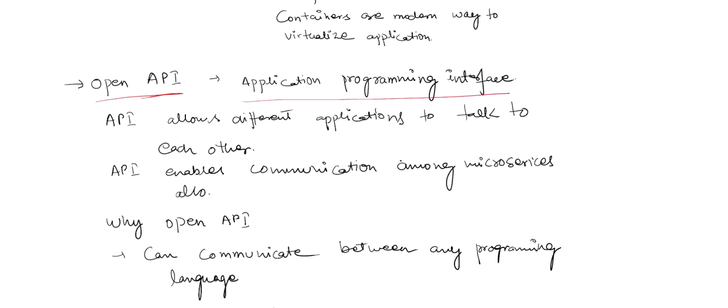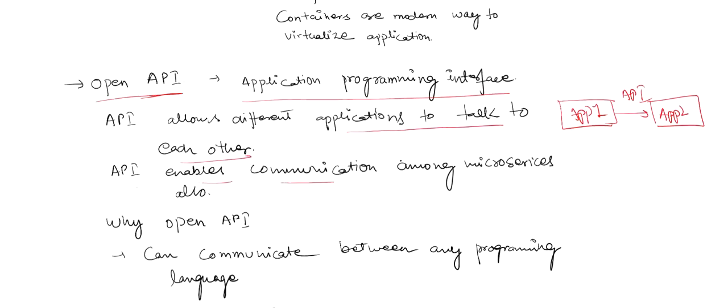That is API. Suppose there are two applications, app1 and application 2. Then there must be an API in between them to communicate with each other, right? So APIs allow different applications to talk to each other. API enables communication among microservices also.